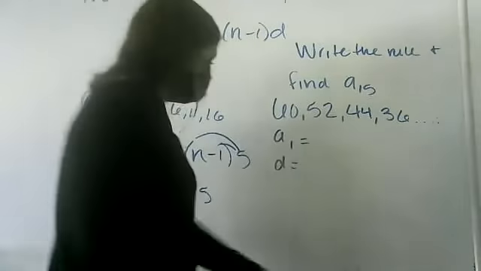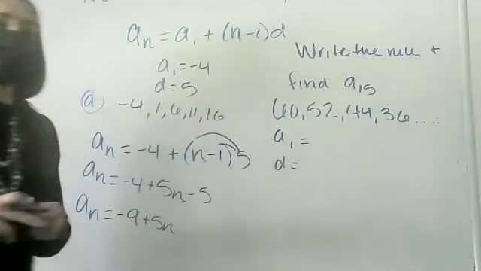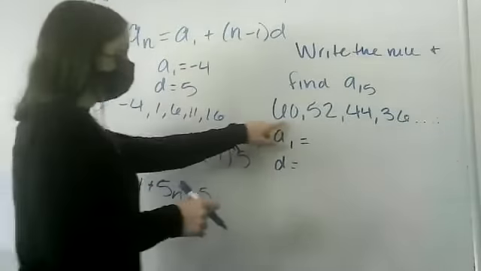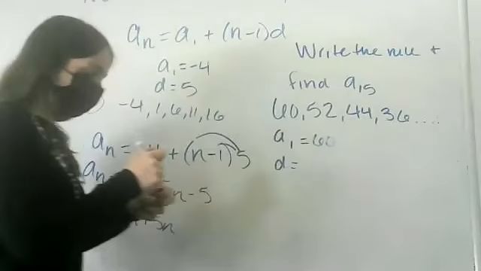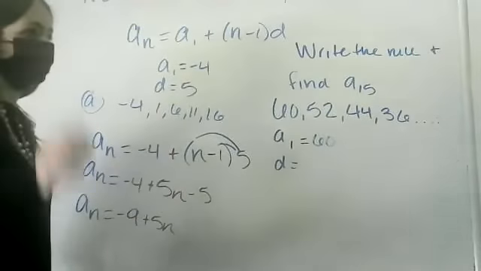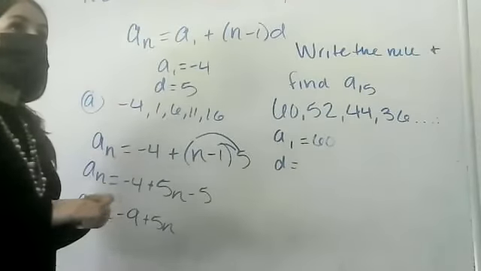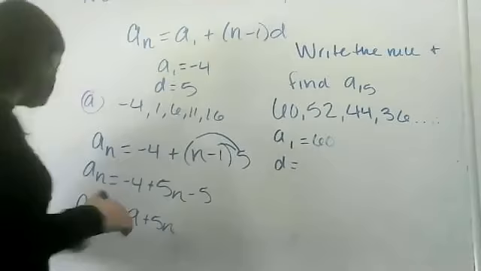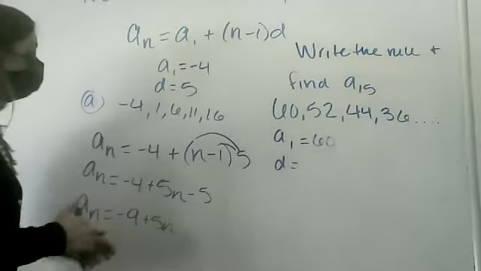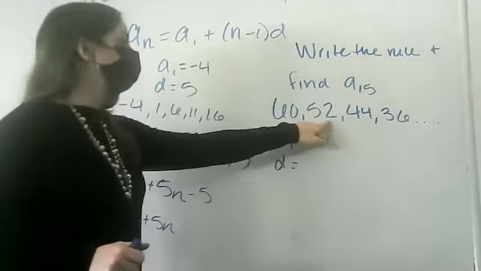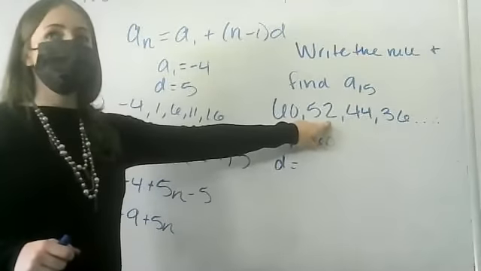Okay, so what is your a sub 1 in this sequence? 60. It's just your first term. Is it always your first term? Yes, a sub 1 will always be the first term, and we'll always use the first term for that. So then, from 60 to 52, what did you add or subtract?